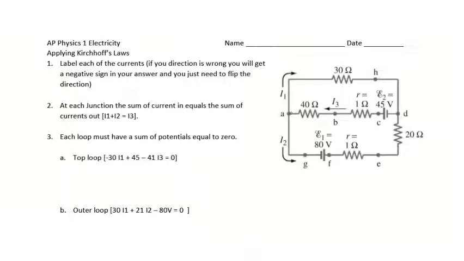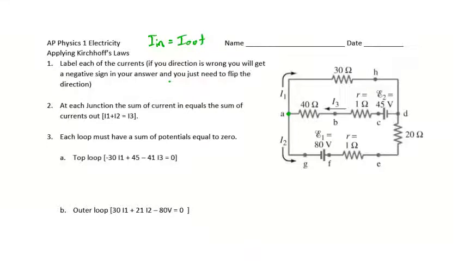So let's take point A, which is a junction. So what does that mean? That means that at that junction, there's current going in and current going out. As you can see, I've labeled I1, I2, and I3. So what we are going to do is come up with an equation. Well, which currents are going into junction A? The way this works is you know that the current in has to equal the current out.